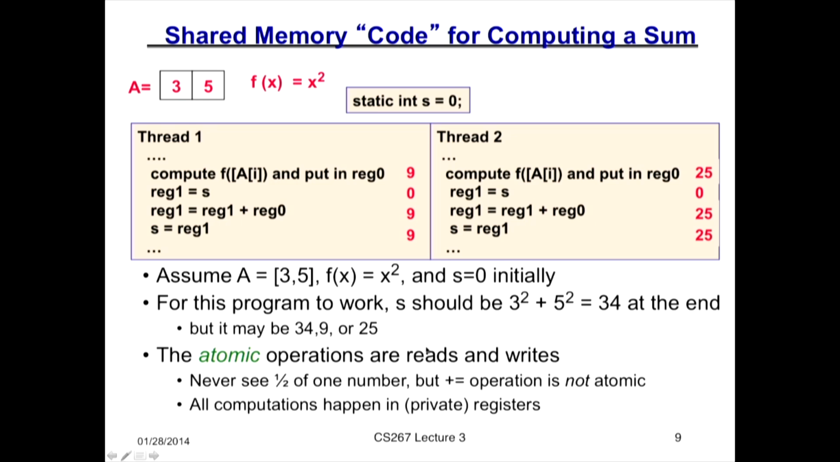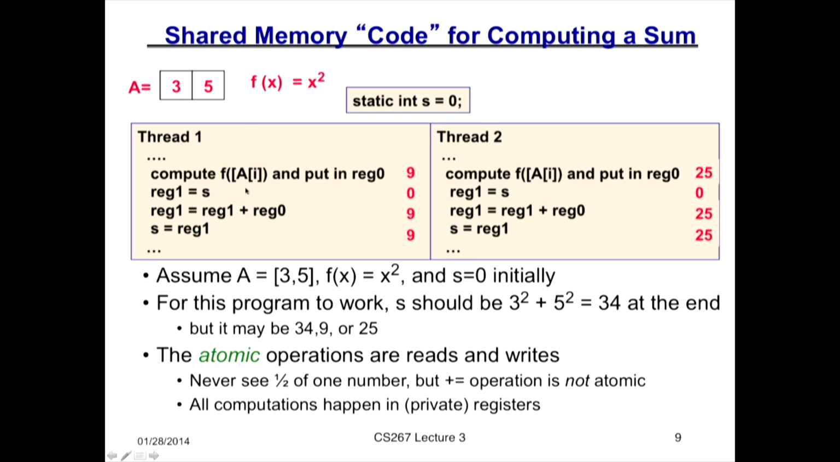So reads and writes are indeed atomic. So when I do this read, register 1 equals s, I will get a value of s at some point in time. I won't get half the bits from this cycle and half the bits from a second cycle. It's always a completely well-defined object. And when I do an addition, that's always correct. There's no question I'll get half the bits from one time period and half the bits from another time period.